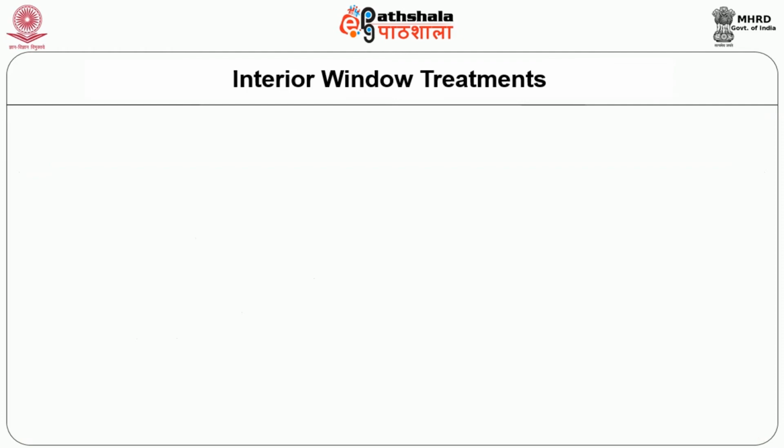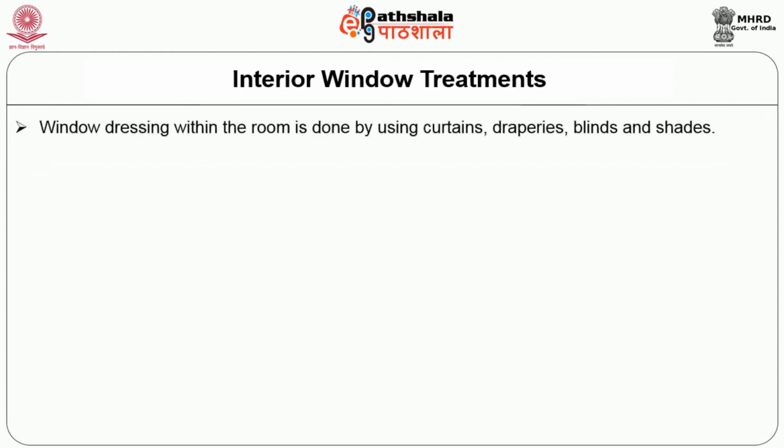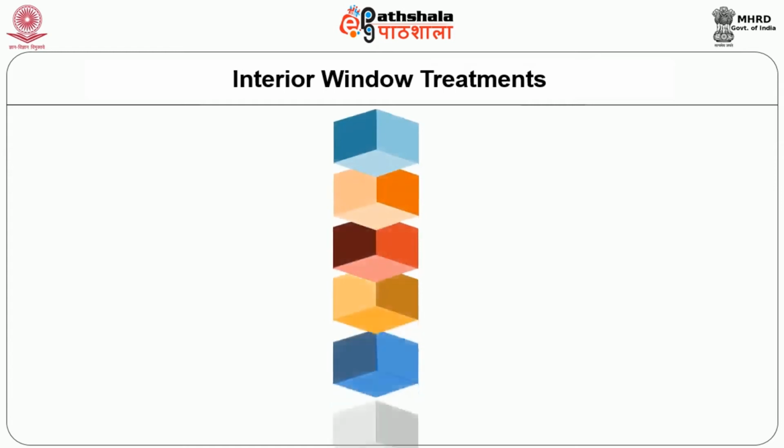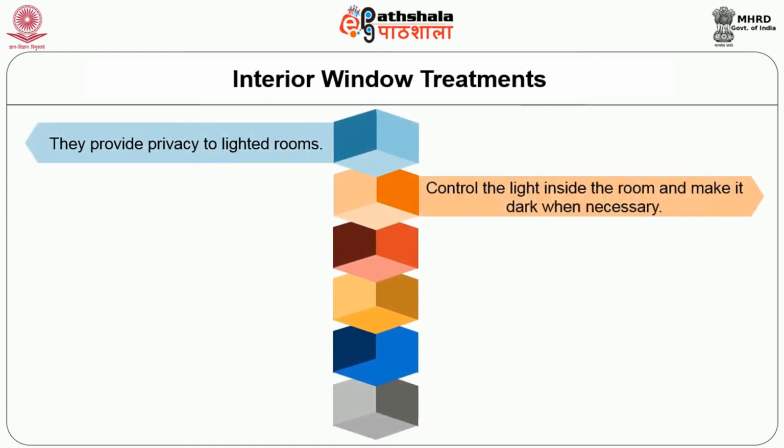Now, what are interior window treatments? Window dressing within the room is done by using curtains, draperies, blinds and shades. Interior window treatments are meant to serve the following purposes.